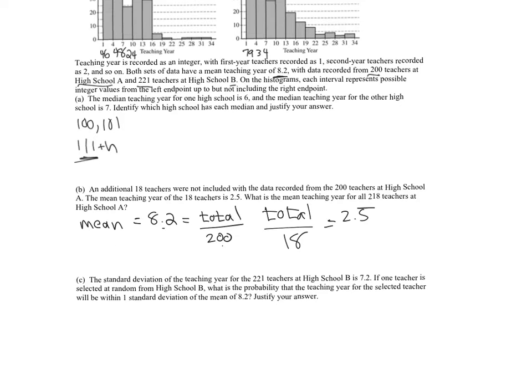Well, what we can do in both cases here is solve for the total, and now we want to combine and get the new combined total. And then we just need to divide by the combined total number of people, which would be 218, and that'll give you the new mean.